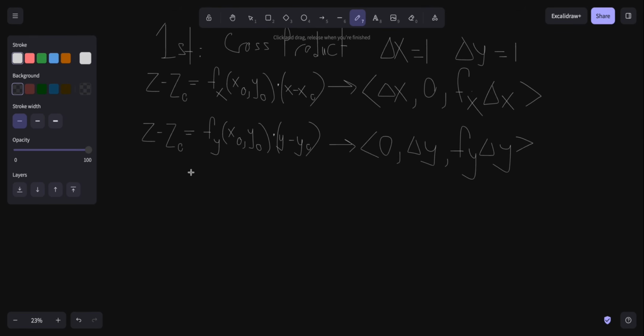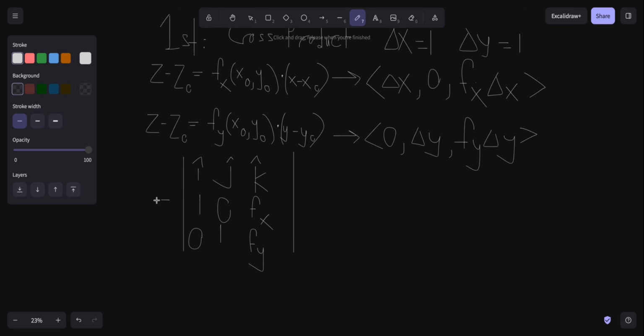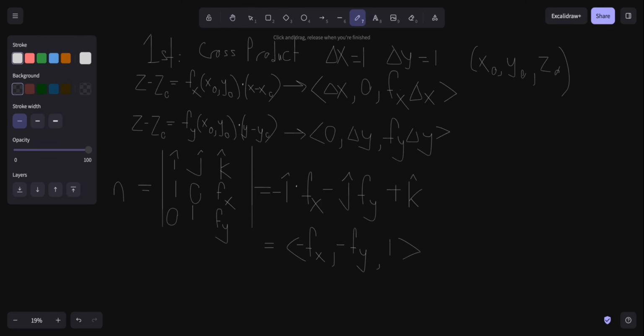So after I get my new vectors, remember the cross product is going to be the determinant of this matrix. So we're going to have ijk, i hat, j hat, k hat. And this is going to be 1, 0, f sub x. And then this is going to be 0, 1, f sub y. And the determinant of this is going to give us our normal vector. I have spared you the algebra of calculating the determinant of this matrix.